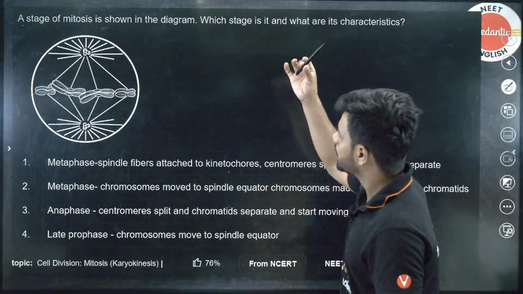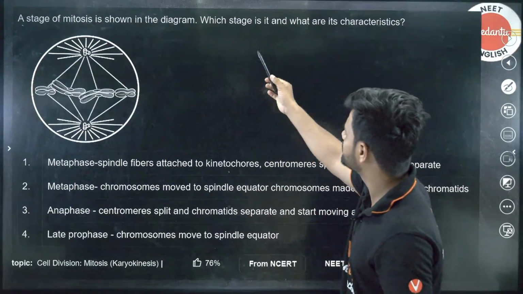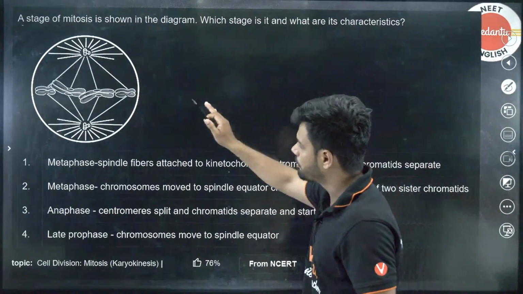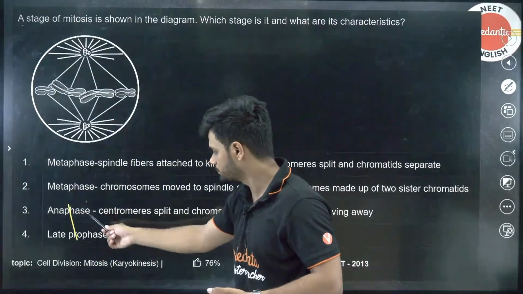Look at this question now. A stage of mitosis is shown in the diagram. Which stage is it and what are the characteristics? Obviously it is the metaphase. So these two are gone.